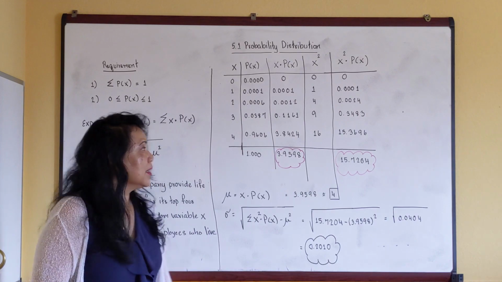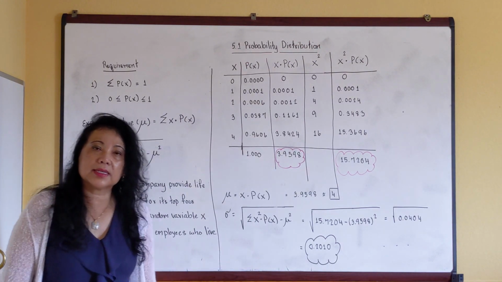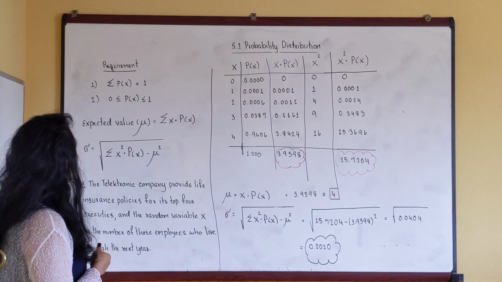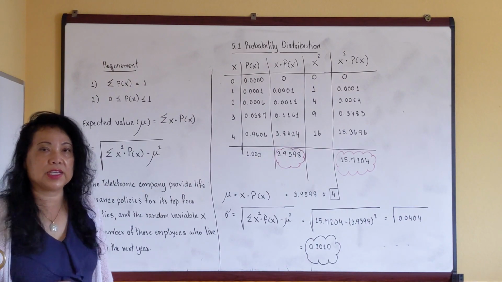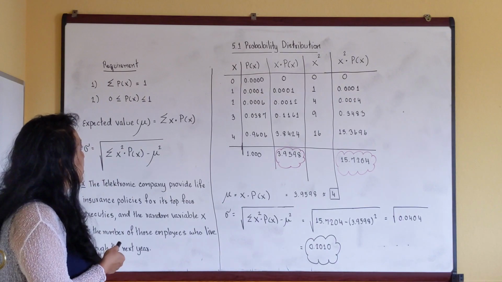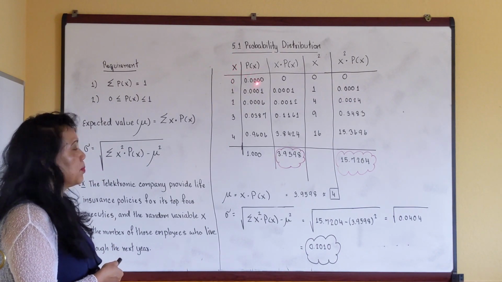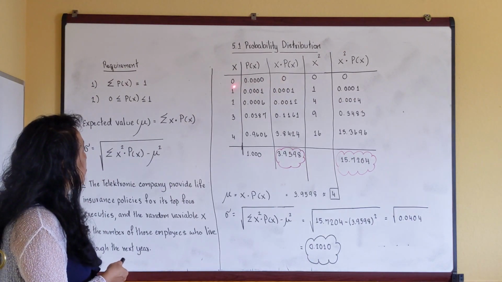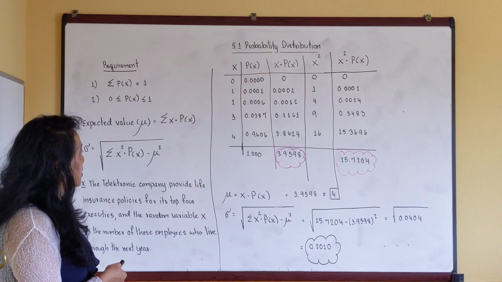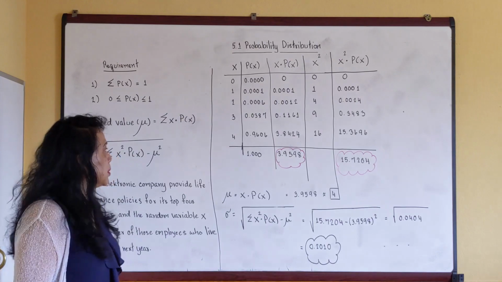Chapter 5, probability distribution. This section is different from the previous one. We're still going to find the mean and standard deviation, but instead of having complete information, you're going to have different events, X, and then the probability of each event. For example, this is the probability of this event, this is the probability of that. So you don't really have complete detail, just the probability.